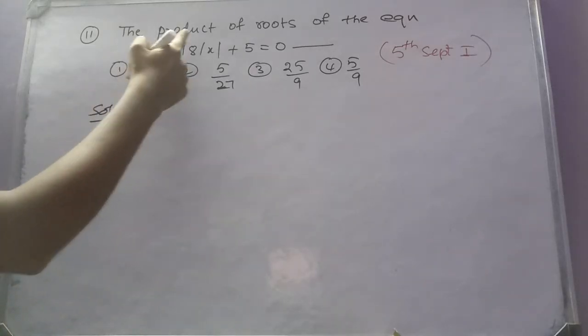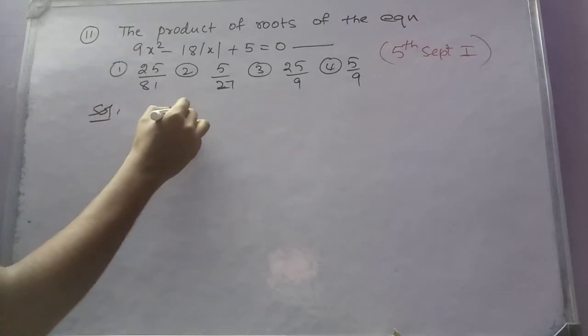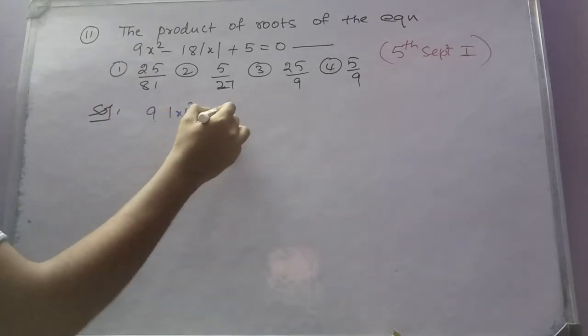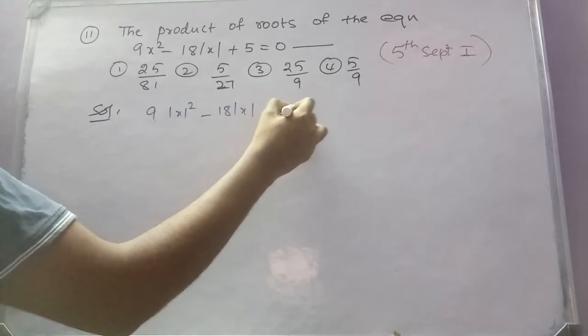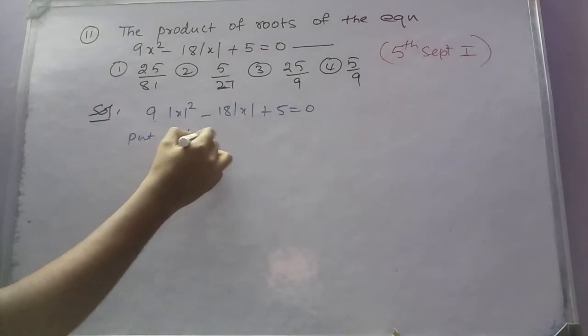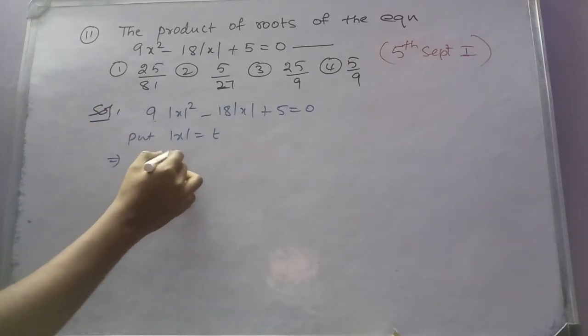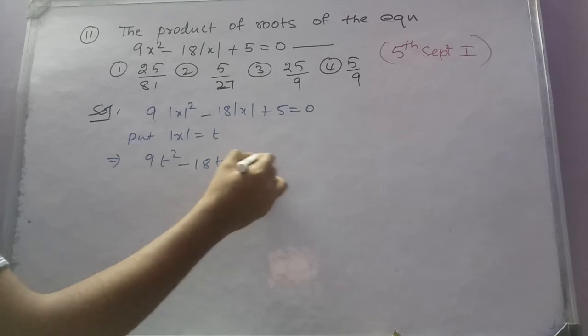He is asking the product of the roots of this equation. So first of all, I'll rewrite the equation as x square can be written as mod x square, so minus 18 mod x plus 5 equal to 0. For some time I'll take mod x is equal to t. So then what happens to the equation? 9t square minus 18t plus 5 equal to 0.